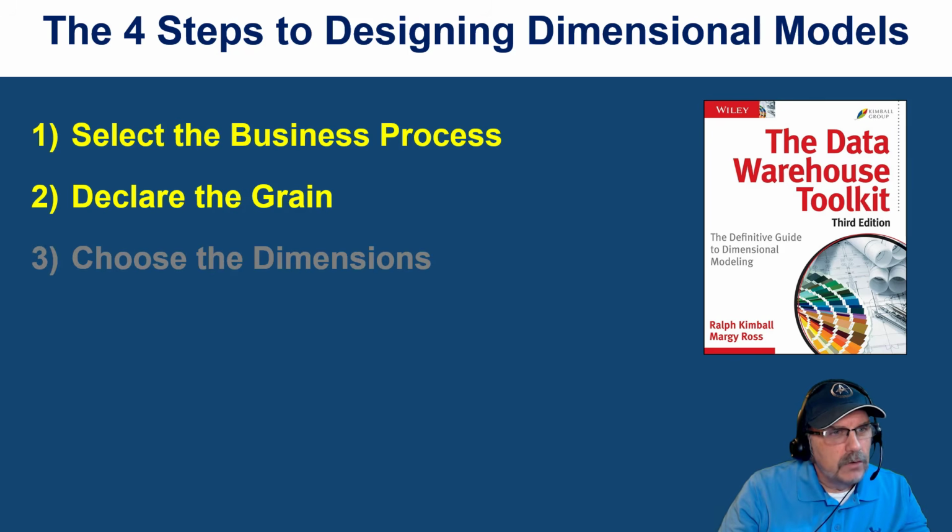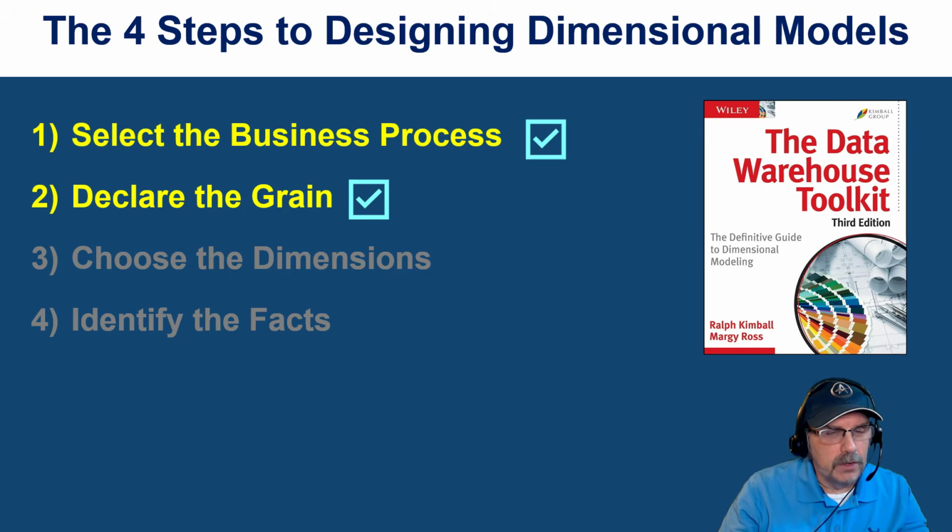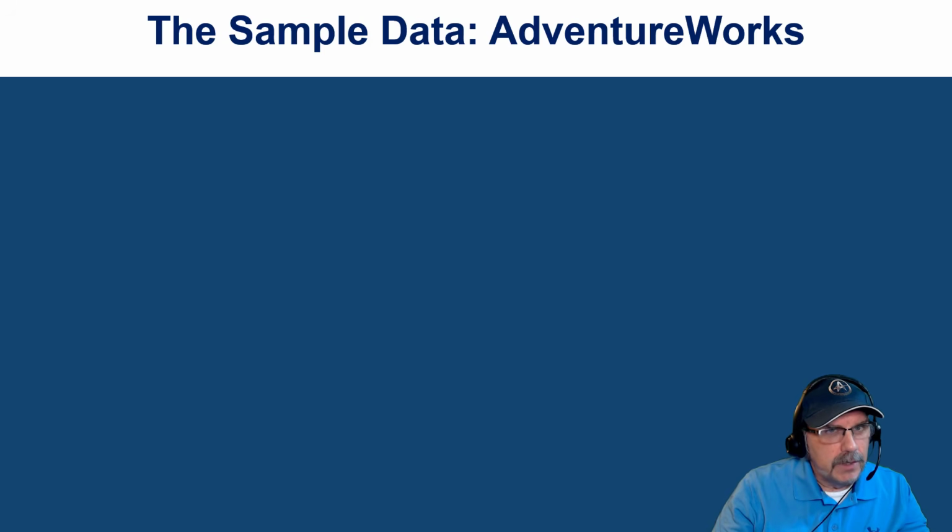We will not be getting into choosing the dimensions, that's why it's grayed out, or identifying the facts. We're going to do that in a later video. So again, select the business process and declare the grain. Now at this point we can start getting into a sort of real-life example using the AdventureWorks dataset.